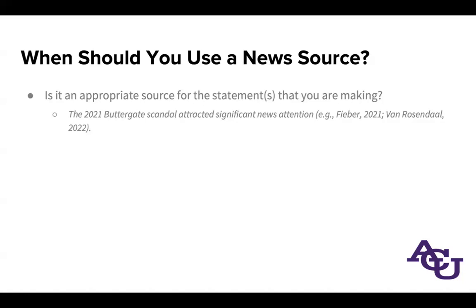So this is one of the reasons why in most of your assignments, you'll be strongly suggested to look at published books and scholarly peer-reviewed journal articles. But sometimes that's not the source that captures what you're looking for. It doesn't have the details that you're looking for. And so you might look for something like, in the case of this sentence, the 2021 Buttergate scandal attracted significant news attention, e.g. Bieber 2021, Van Rosendahl 2022.